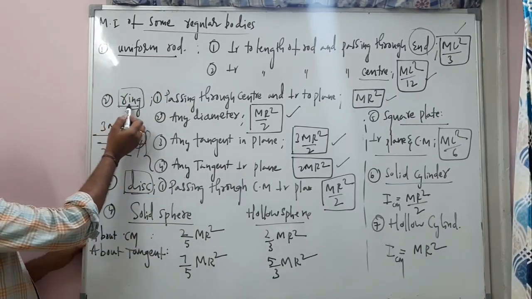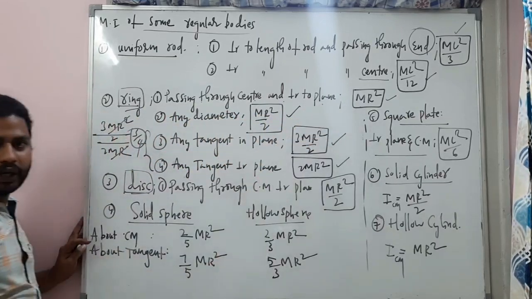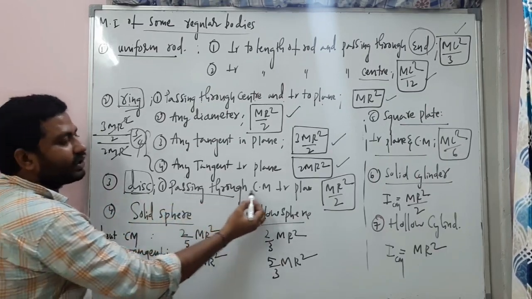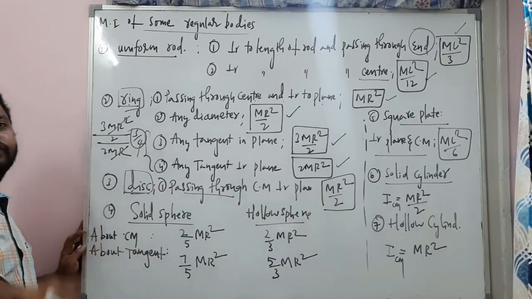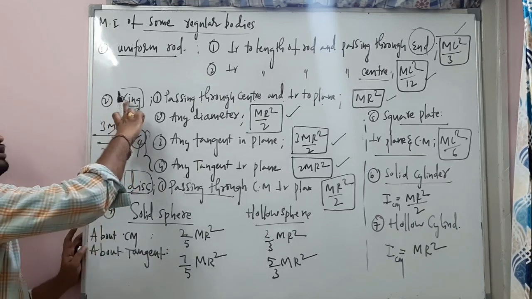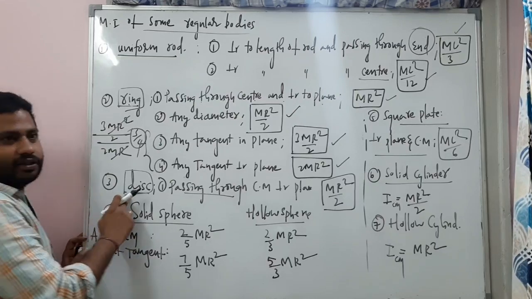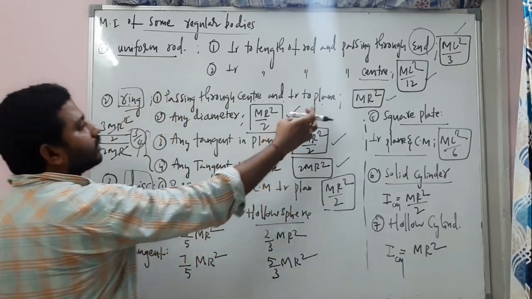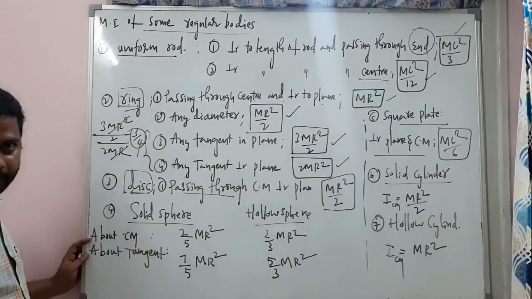For a ring, the axis of rotation passing through the center of mass perpendicular to the plane gives MR square. In case of a disc, the axis of rotation passing through the center of mass perpendicular to the plane gives MR square by 2. This also we can derive, but it is not required. The detailed derivation we discussed in the ring concept. In case of a disc, you get MR square by 2. In case of a ring, for the same axis of rotation, it's MR square. A ratio like that can also be asked.